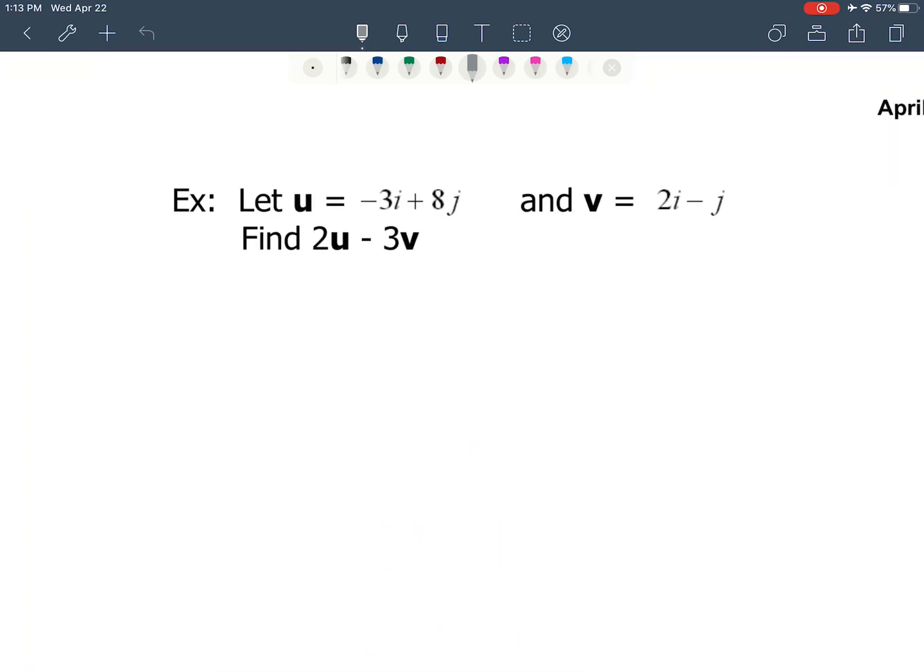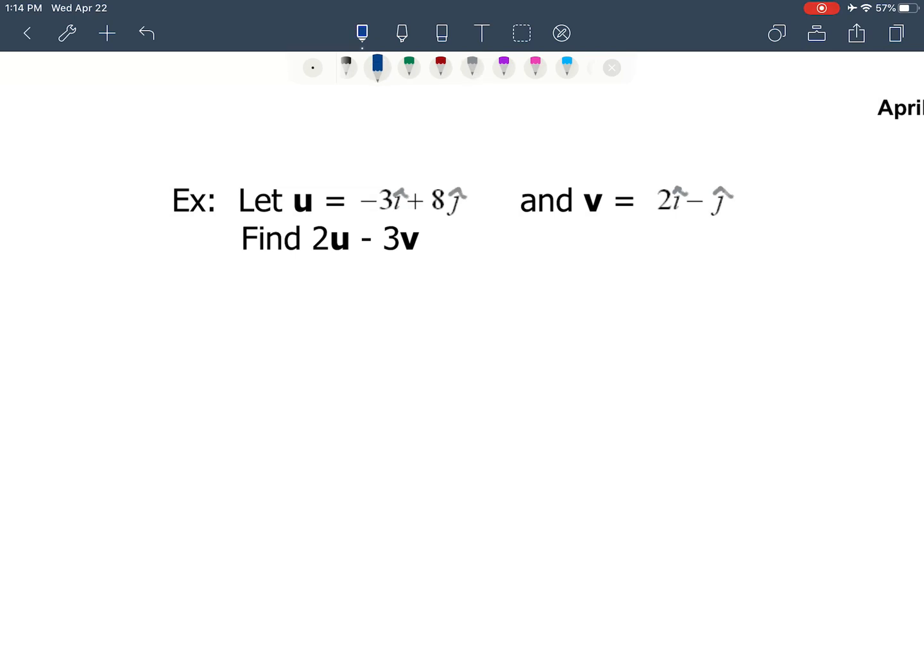And I like to think of this as, if they give you a problem in decimals, you give a decimal answer. If they give you the problem in fractions, you give a fractional answer. Same thing here. If they give you a problem in linear combination form, you're going to give your answer as a linear combination. If they give you a problem in component form, you're going to give your final answer in component form. So here we need to find 2u minus 3v. Well, u is -3 I hat plus 8 j hat. And v, vector v, is 2I hat minus j hat.